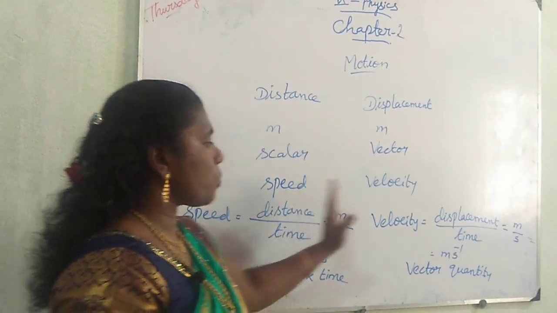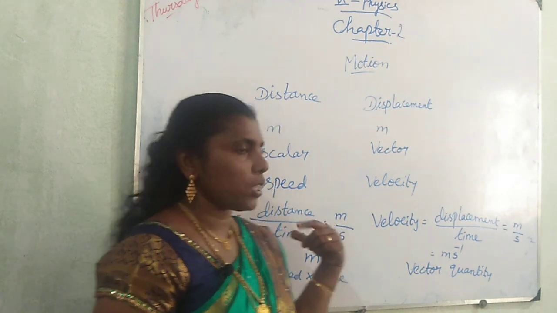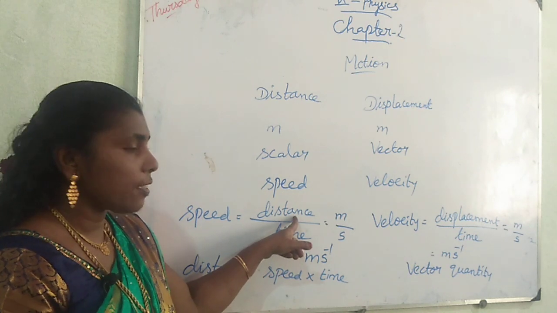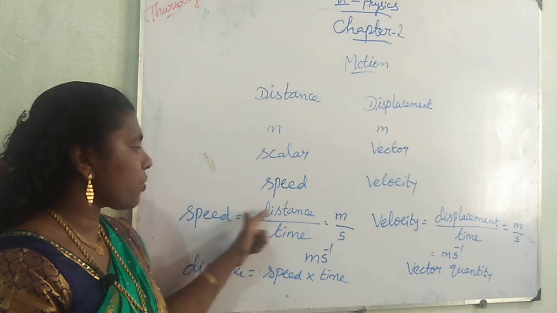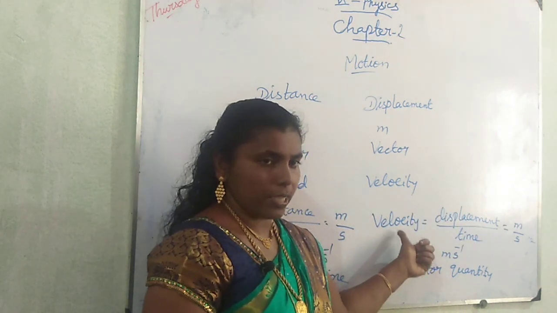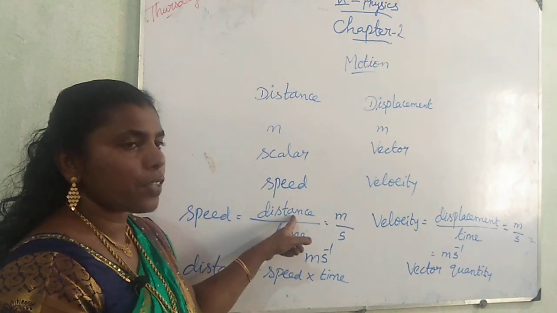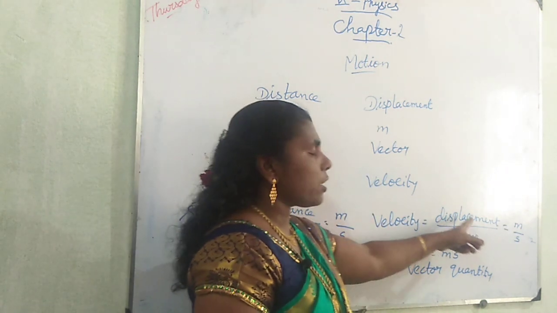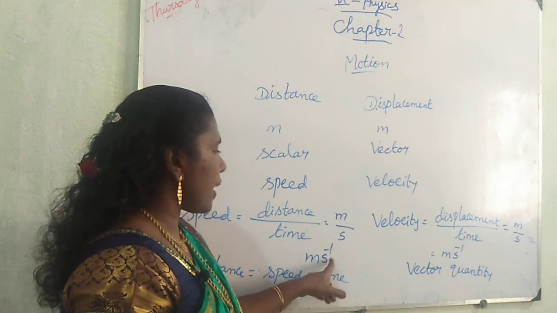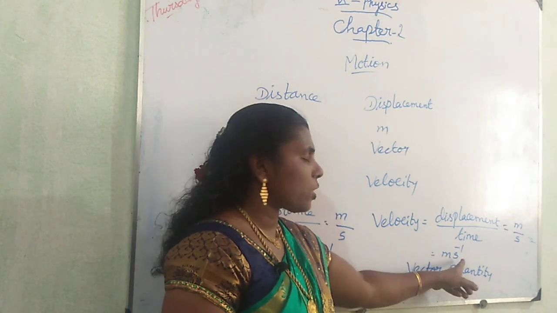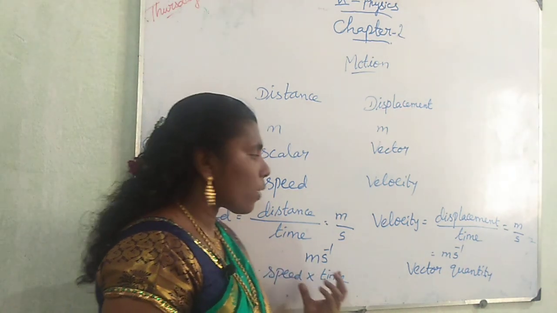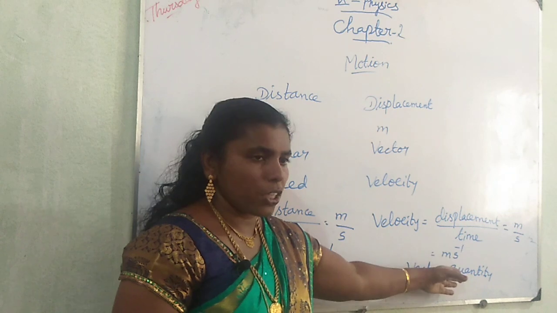Now what is the difference between speed and velocity? If the question is asked, you have to answer. First difference: the rate of change of distance is called speed. The rate of change of displacement is called velocity. The unit of speed is meter second power minus 1. The unit of velocity is meter second power minus 1. Speed is a scalar quantity and velocity is a vector quantity.